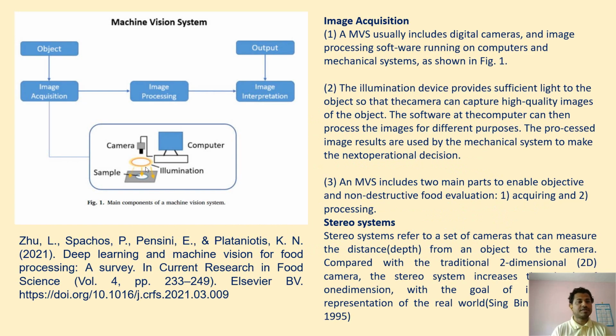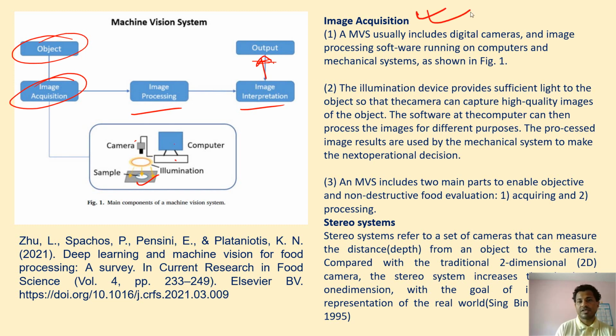Now, machine vision systems are characterized by object, image acquisition, image processing, image interpretation and output. So there is an object, image acquisition is there, image processing is being done, image interpretation is done, then further output is being generated. Now if we see a sample, suppose a food sample is there, the image is being continuously acquired by the camera, and there is an illumination source, and then there is a computer which does the image processing and interpretation. So image acquisition plays a greater role.